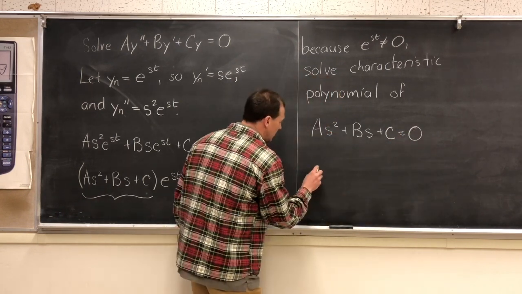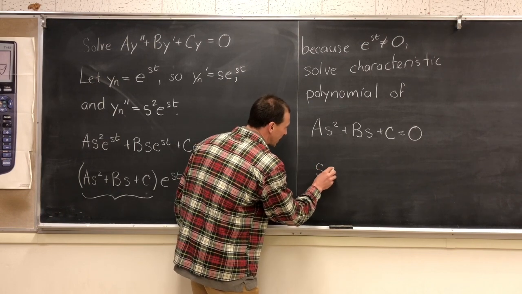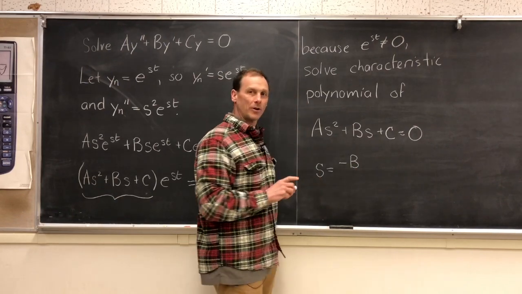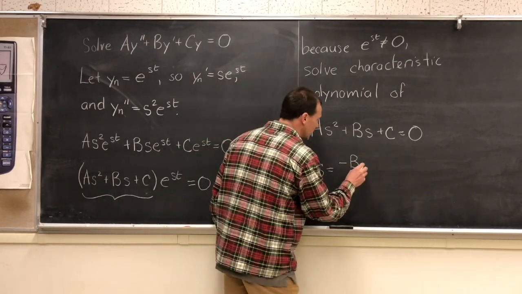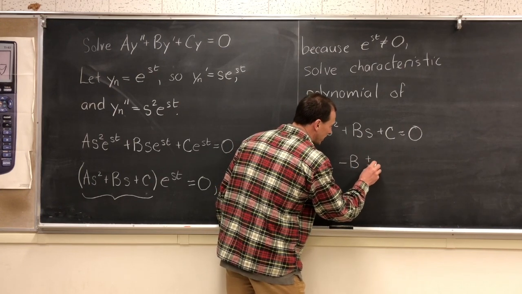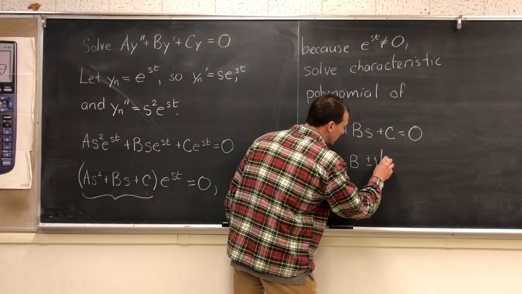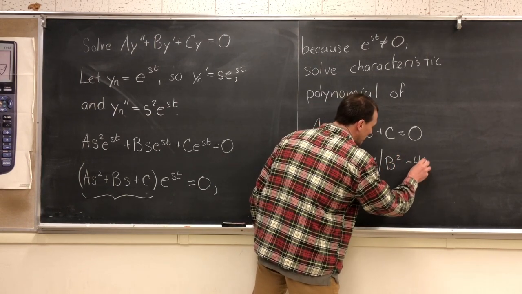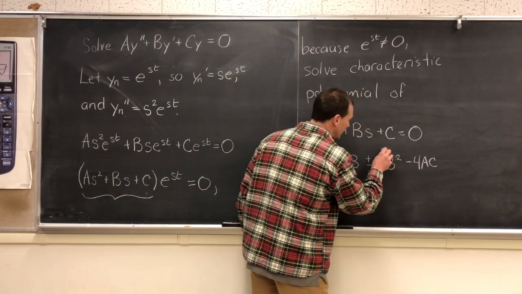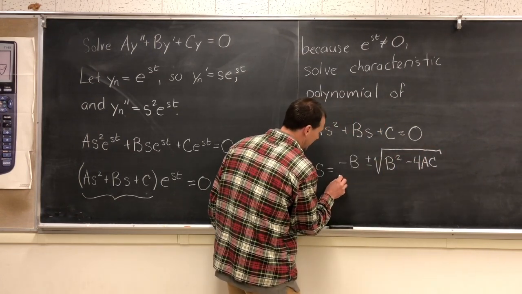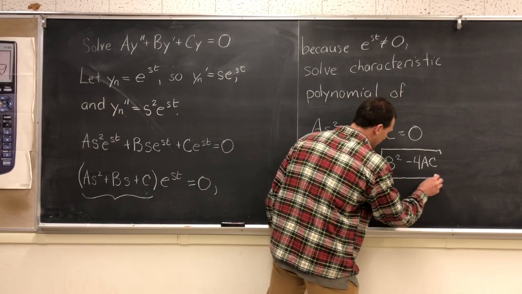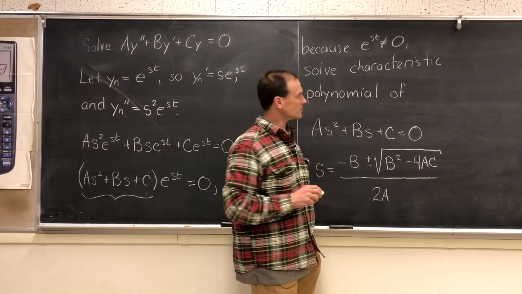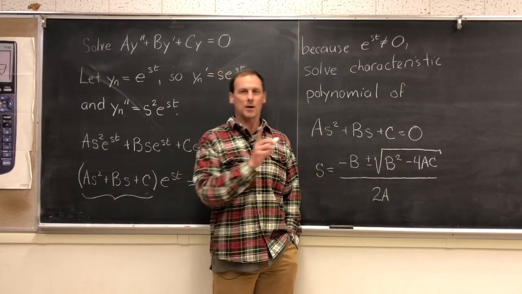And we said that our solutions then are of the form s equals minus b. We're just using the quadratic formula to solve this quadratic equation. So I have minus b plus or minus the square root of b squared minus 4 times a times c, all of that divided by 2 times a.